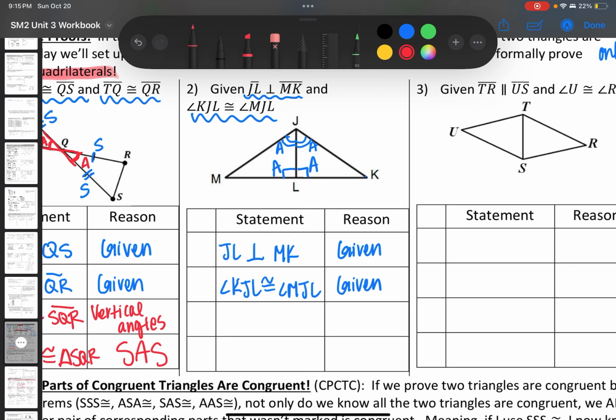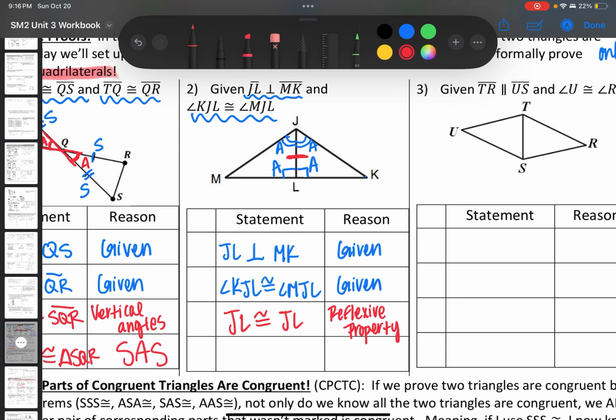So that means I need to find something else to prove that they're congruent, because I can't prove it by angle alone. Something I do see here is that these 2 triangles share a side. So side JL is congruent to JL, right? And the reason for that is called the reflexive property.